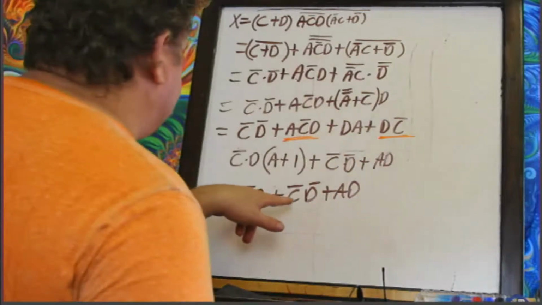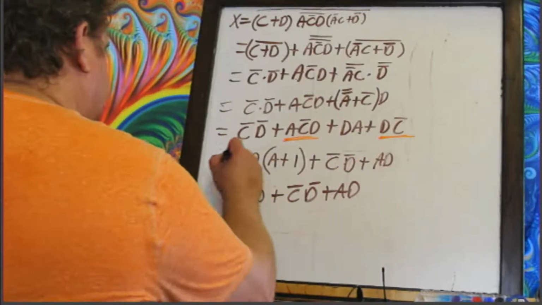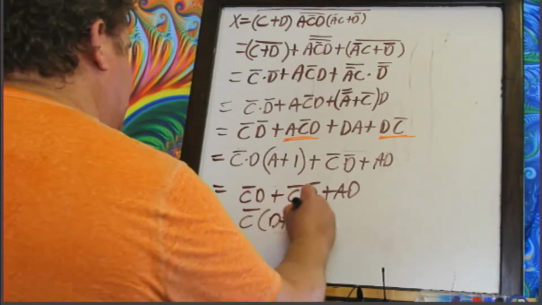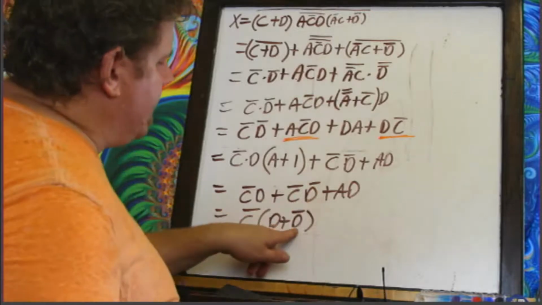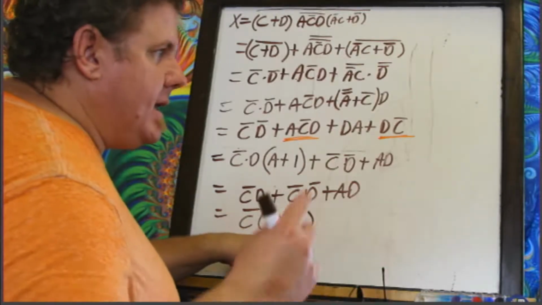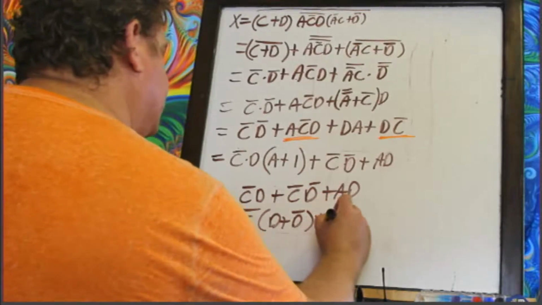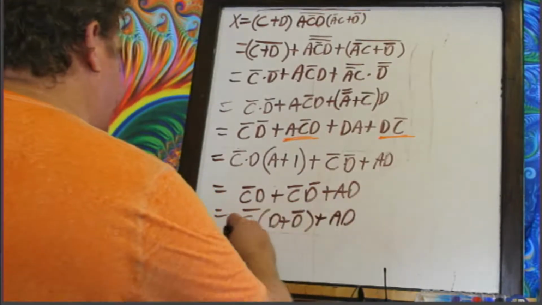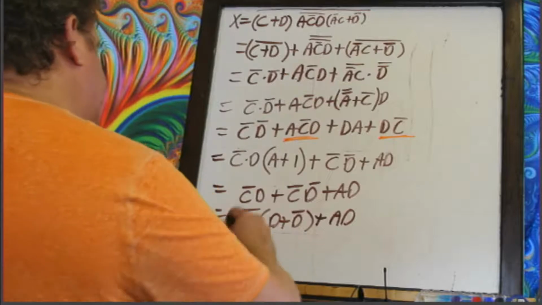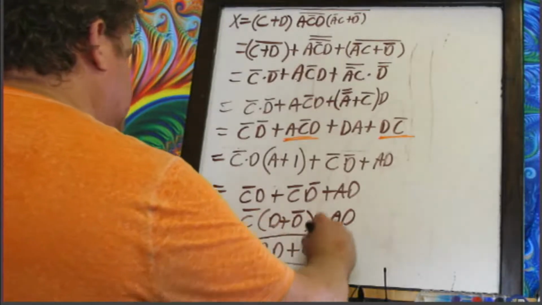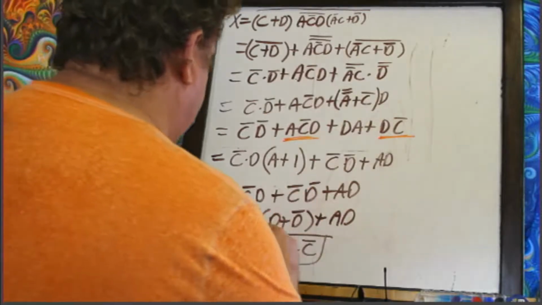If I pull the C naught out, I'm left with D plus D naught, because I know that this is going to give me a 1, because anything ORed with its complement is a 1. And then plus AD, so that's going to go to 1, and so I think the answer is AD plus C naught. What say you?